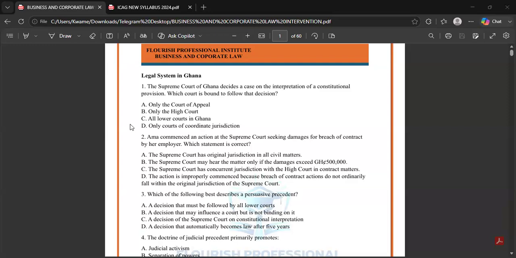Question 3. Which of the following best describes a persuasive precedent? A. A decision that must be followed by all lower courts. B. A decision that may influence a court, but it is not binding on it. C. A decision on constitutional interpretation. And D. A decision automatically becomes law after 5 years. The answer is B.